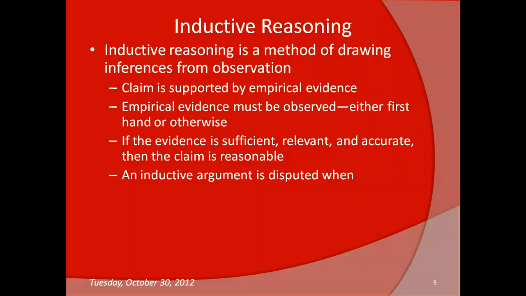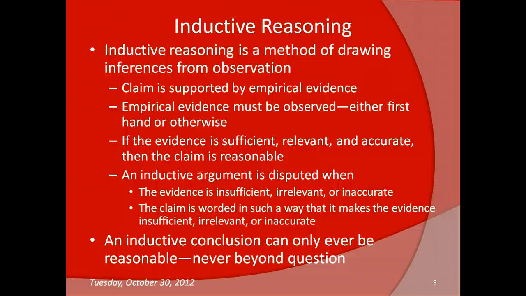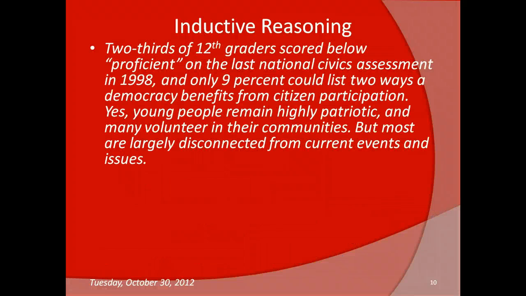An inductive argument is disputed when the evidence is insufficient, irrelevant, or inaccurate, or when the claim is worded in such a way that it makes the evidence insufficient, irrelevant, or inaccurate. An inductive conclusion can only ever be reasonable. That is, any claim you make based on inductive reasoning can only ever be reasonable. It can never be absolute like a deductive claim. Let's take a look at an example.